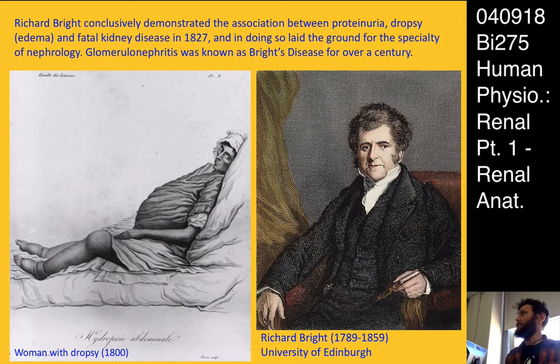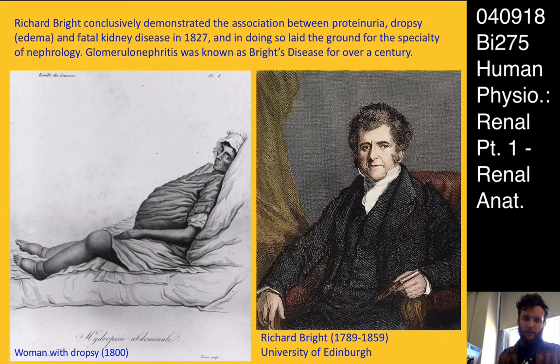So he demonstrated this in 1827, and this was really the beginning of modern scientific nephrology. So glomerulonephritis, we'll understand the roots of that word in a bit as we go through the anatomy of the kidney here. Glomerulonephritis, or an inflammation of the functional unit in the kidney, was known as Bright's disease for a very long time after this.